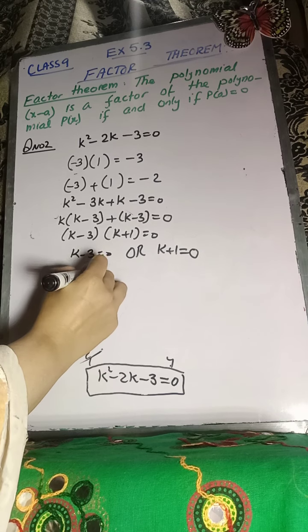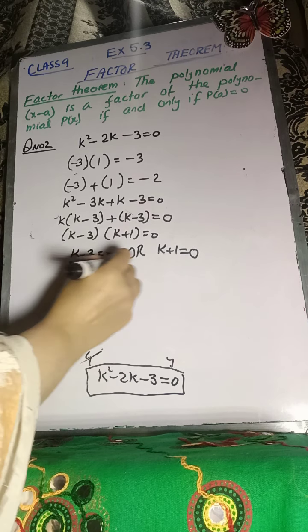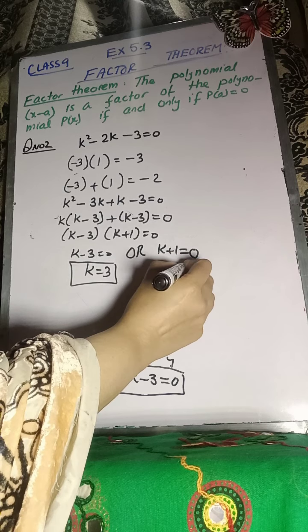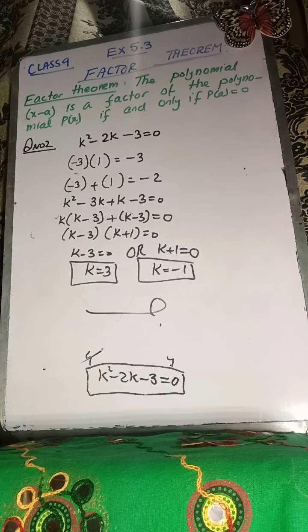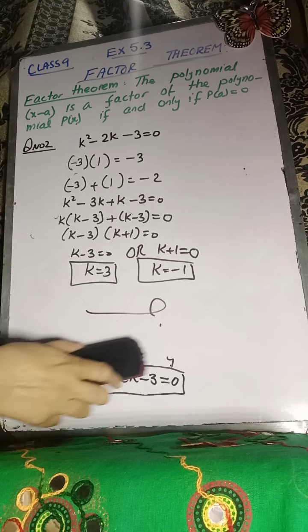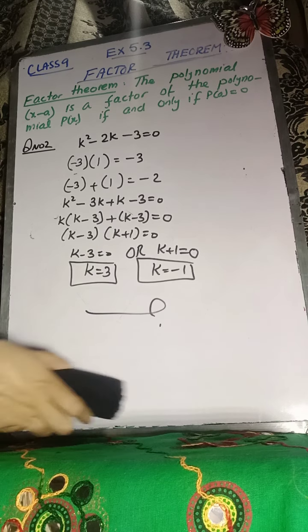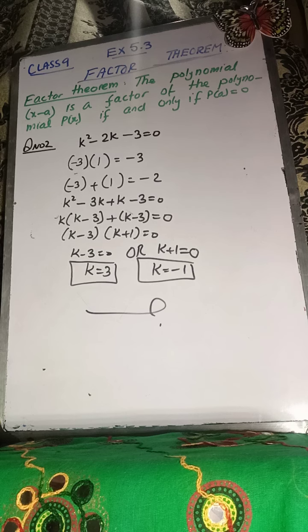If k minus 3 is equal to 0, it means k should be equal to 3, or if k plus 1 is equal to 0, k should be equal to negative 1. So this completes the solution because we got the value of k. Okay, now let's move to the next question.